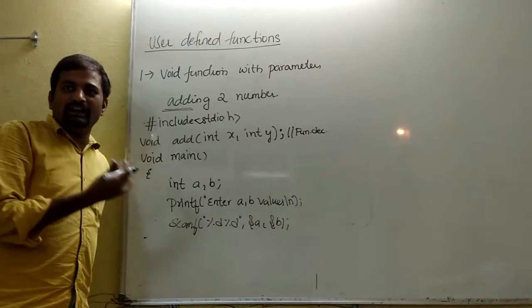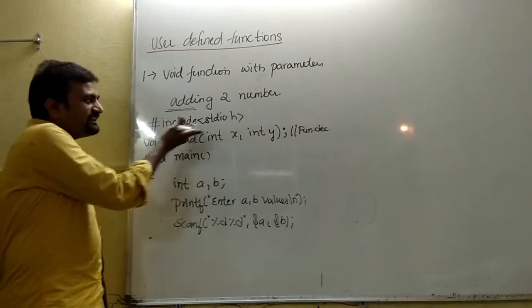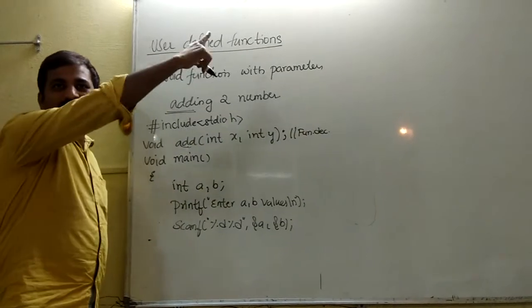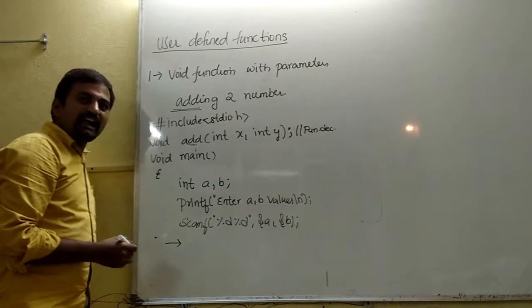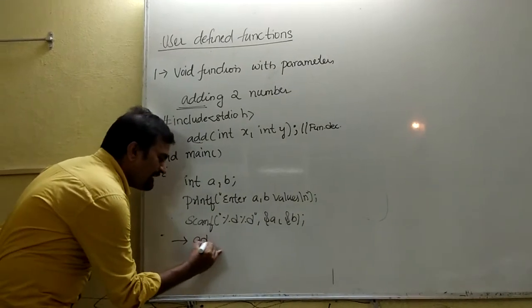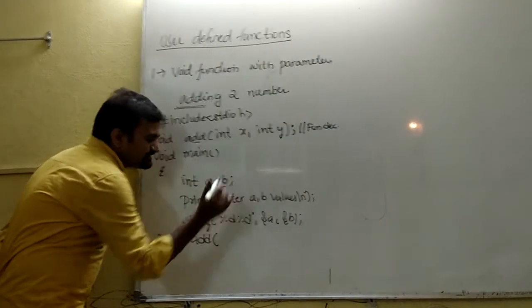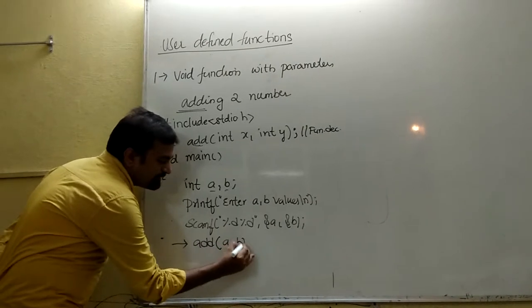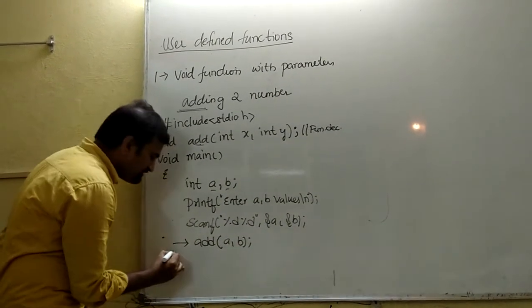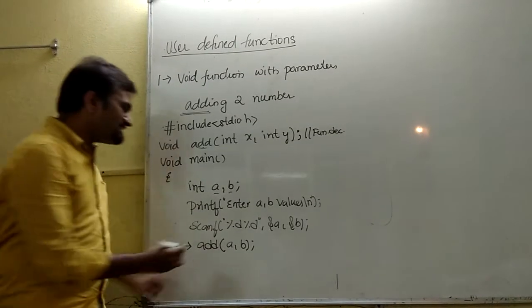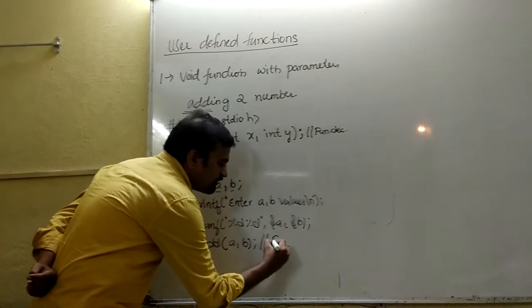Now the actual task which we are writing here, addition, has to be done by the function. So from here we need to call the add function. So how to write here? add(a, b); semicolon. Is there anything else you have to do in the main function? No. So close it.